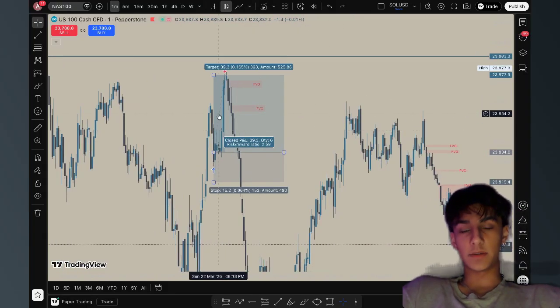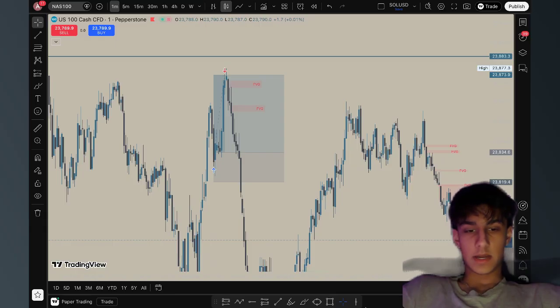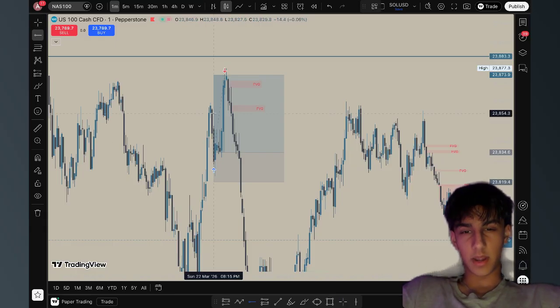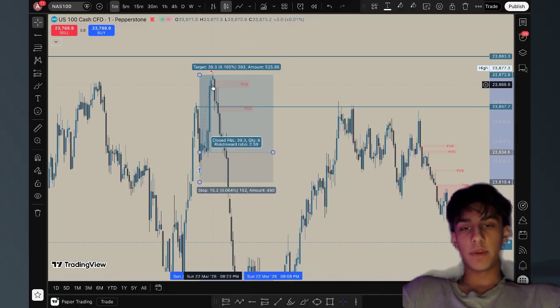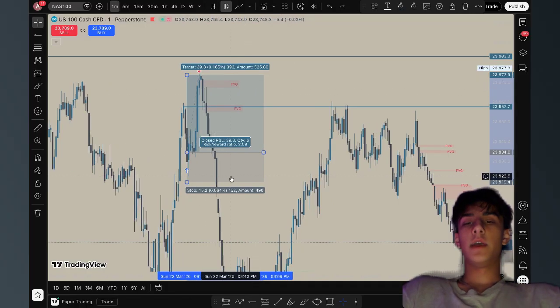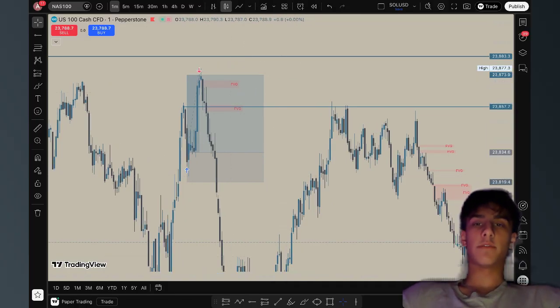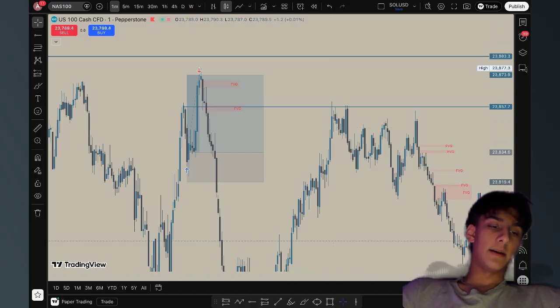Break even, I went around here. So I went break even. Let me just mark it out right here at this internal high, basically at the close of this candle, and yeah, stopped out at TP right after. So overall, good trade, good win.